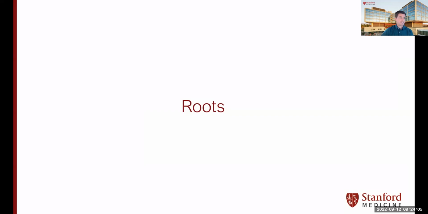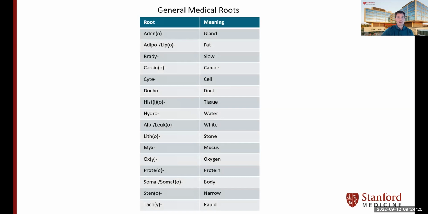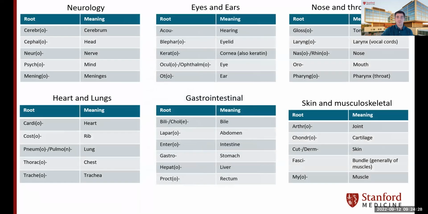So finally, we get to sort of put it all together. And this is where I think now that we've gone through prefixes and suffixes, I want you all to sort of take the reins on these and actually go through a couple of them. So I split up the roots into sort of general medical roots. So these are things that are applicable to sort of all subspecialties. And then also more specialized things based on neurology, eyes and ears, nose and throat, etc.